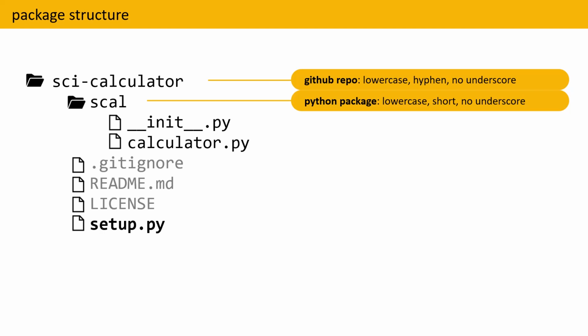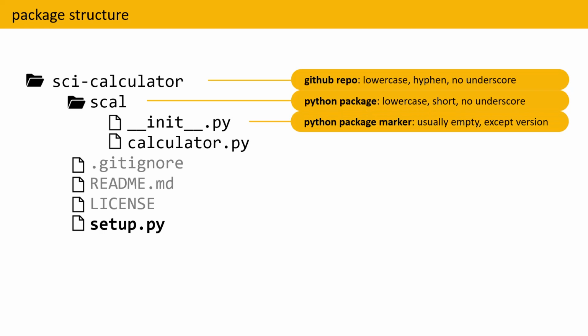Package names should be short, lowercase, and should not contain underscores and cannot contain hyphens. The emphasis is on a short package name, since long names result in unwieldy imports. That's why it's NumPy and not numerical Python, for instance. A Python package is simply a folder on the file system. And Python needs a marker file with the name __init__.py to recognize folders as Python packages.